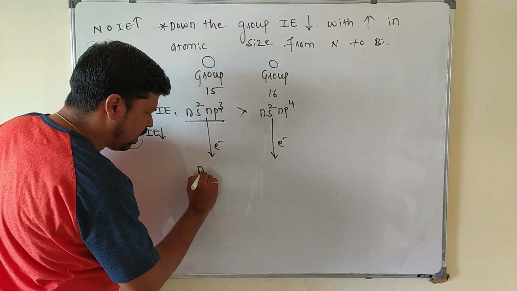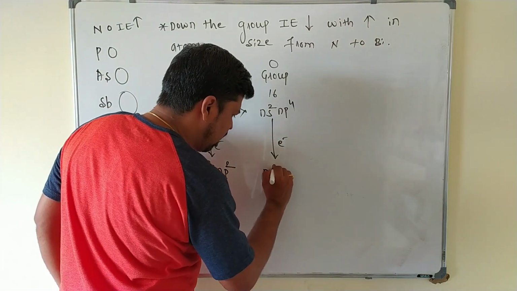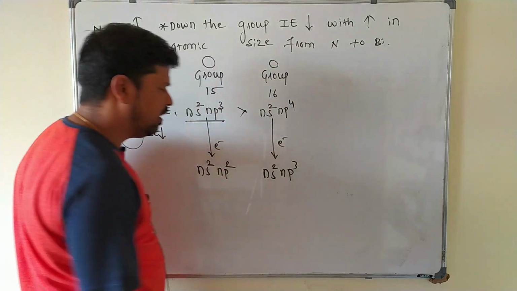After removing the electron, what happens here? ns2 np2. Now this becomes ns2 np3.